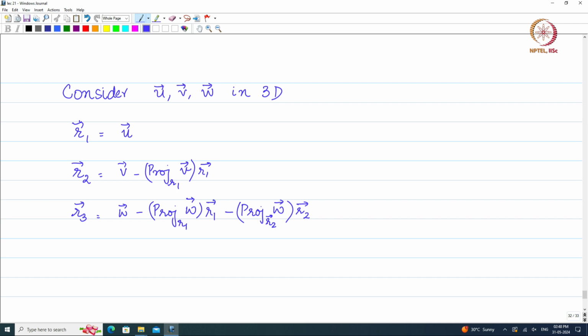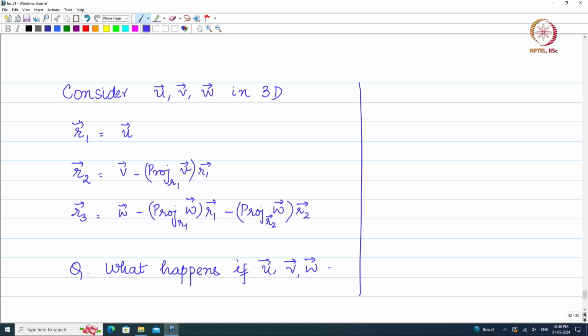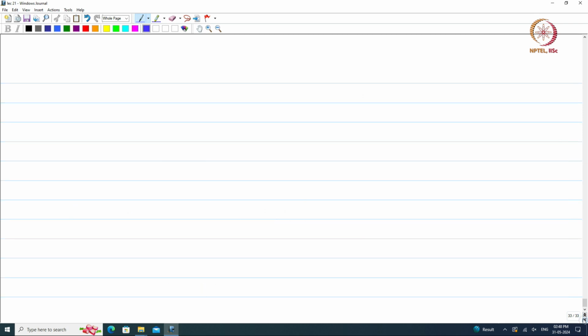Now, this is fine if we have the vectors u, v and w to be linearly independent vectors. Now, what happens if the vectors u, v, w are linearly dependent? So, the question that we have is what happens if u, v, w are linearly dependent? Let us look at that.